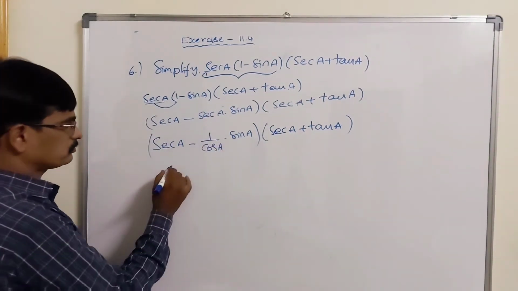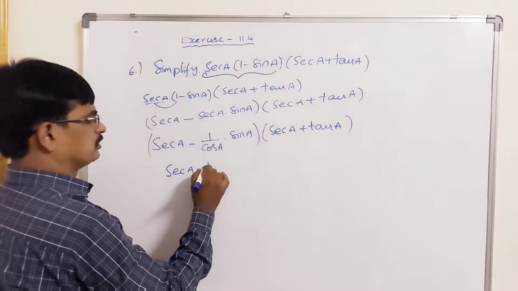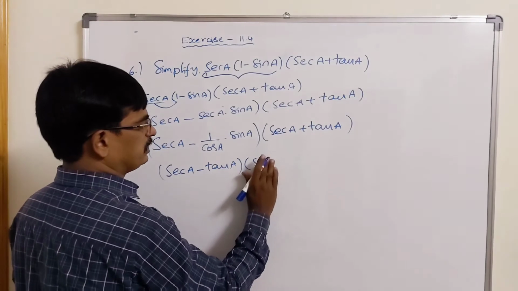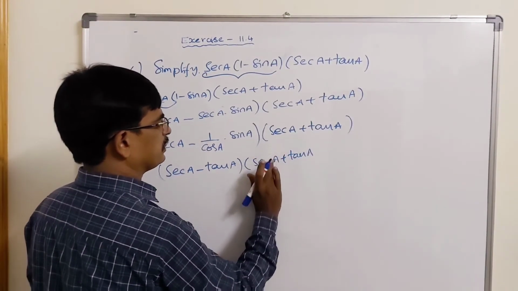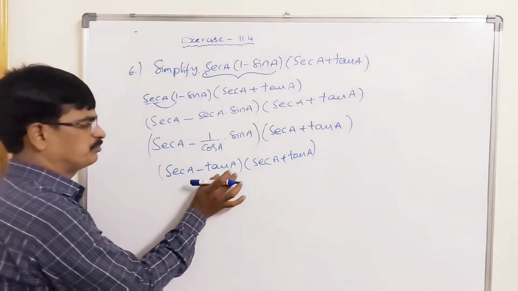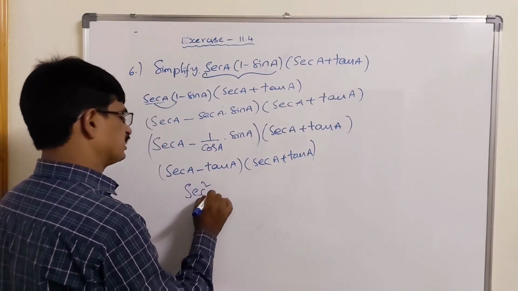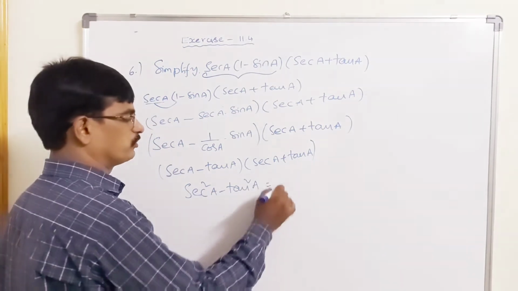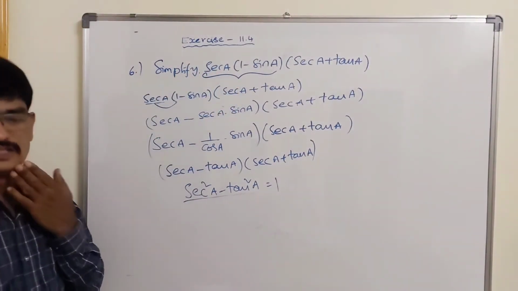Now secant A minus sin A by cos A, that is tan A, into secant A plus tan A. Now A minus B into A plus B is A square minus B square. Therefore secant square A minus tan square A is equal to 1. The value of the given sum is 1.